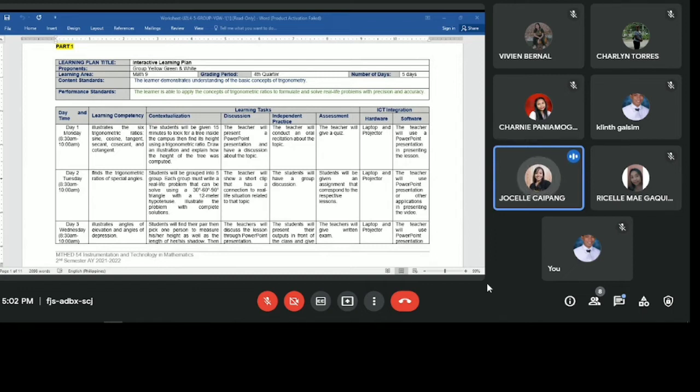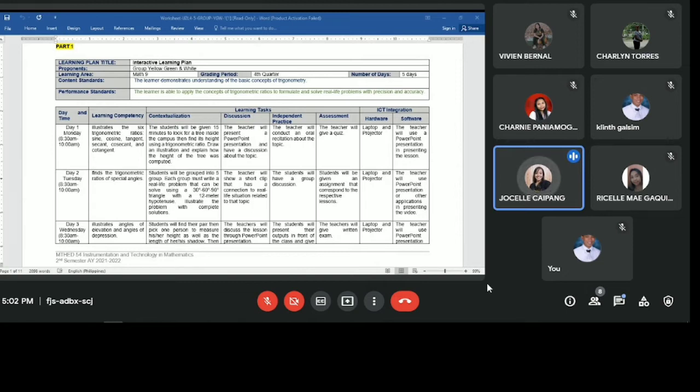So the content standard is the learner demonstrates understanding of the basic concept of trigonometry. For the performance standard, the learner is able to apply the concept of trigonometric ratios to formulate and solve real-life problems with precision and accuracy.